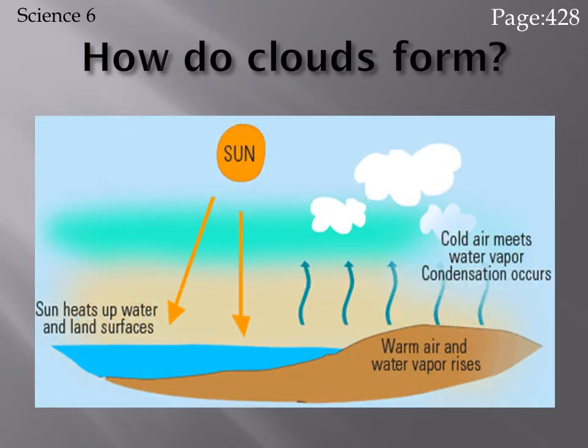Let's do a quick recap on how clouds form. First, the sun heats up water and land surfaces. Next, warm air and water vapor rise. And then cold air meets water vapor, and condensation occurs. So remember, condensation is the process where gas particles turn into liquid particles.